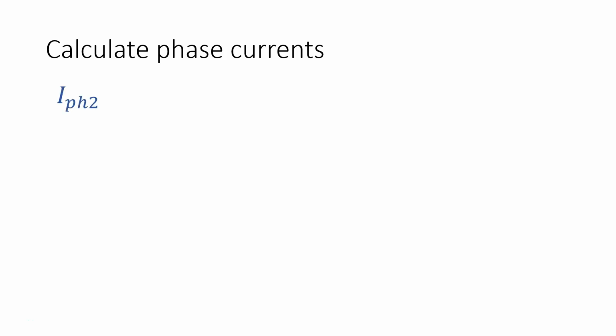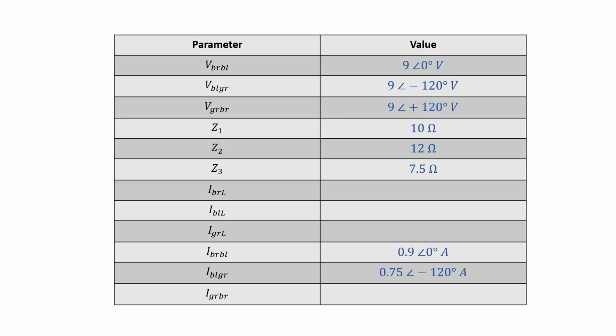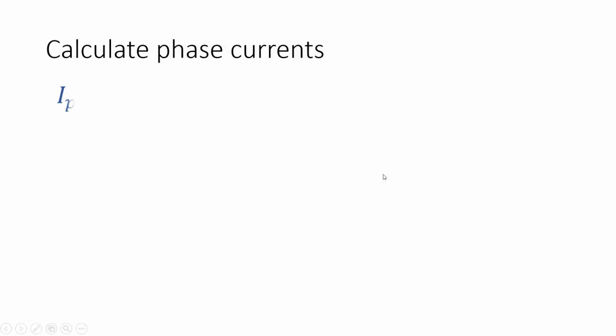Okay, so we can calculate phase 2. Well, we've got the current of phase 2, and that is the voltage of phase 2 divided by the impedance of phase 2. And that comes to 0.75 at minus 120 degrees amps. And we can just add it to our table there.